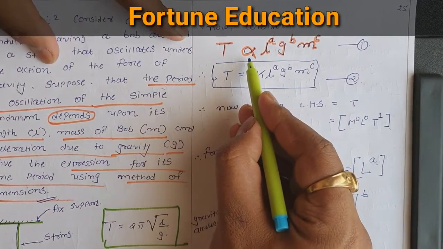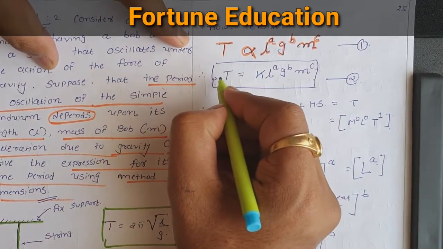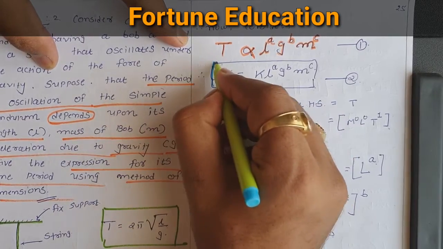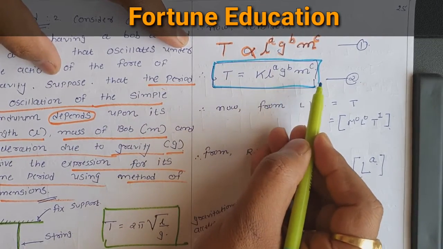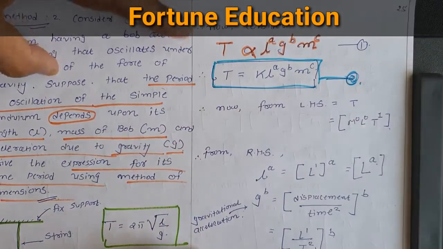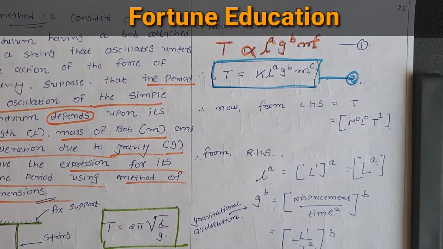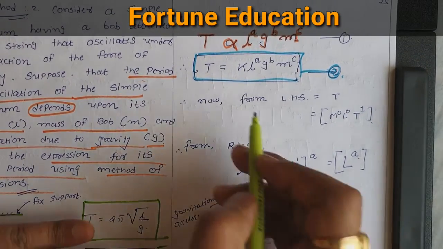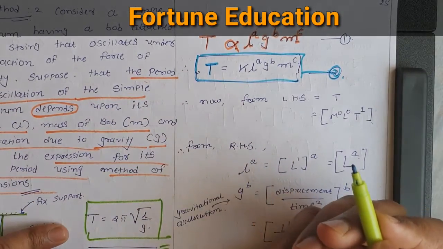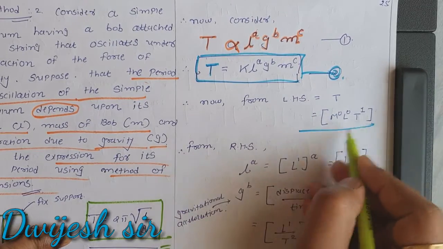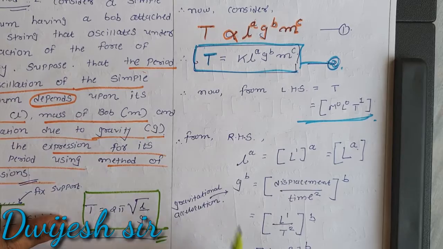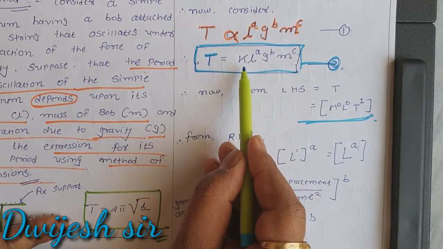Now if we have to remove the proportionality, we take a constant, and the constant is k. So our equation will be T equal to k L^a g^b m^c. Make this equation number 2. Now we have to check both sides dimensionally. From the left hand side, it is T only. The dimension of T, the time period, is M⁰L⁰T¹. Now from the right hand side, the term is k. K is a constant and it is dimensionless.